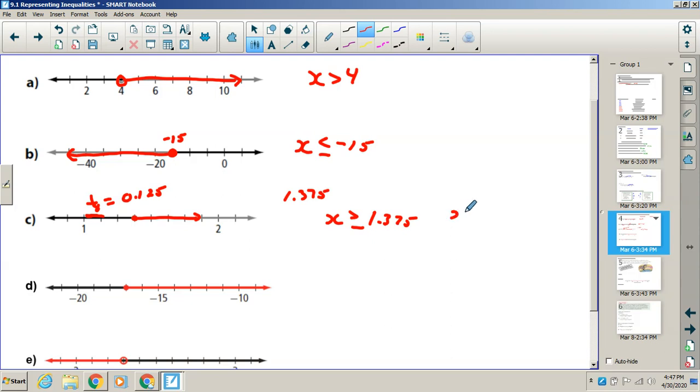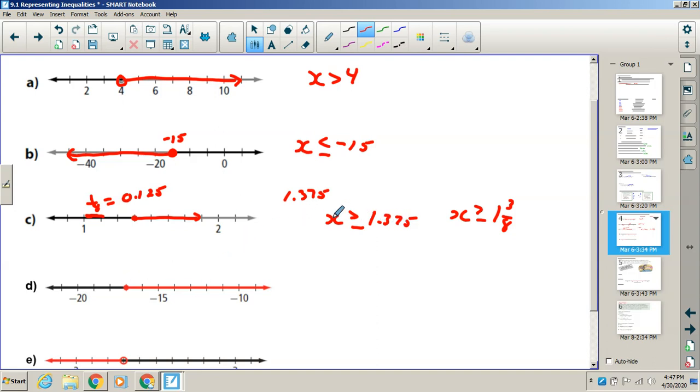You could use the fraction if you wanted. x is greater than or equal to 1 3/8. So this number line, and there's the same inequality that represents that number line.